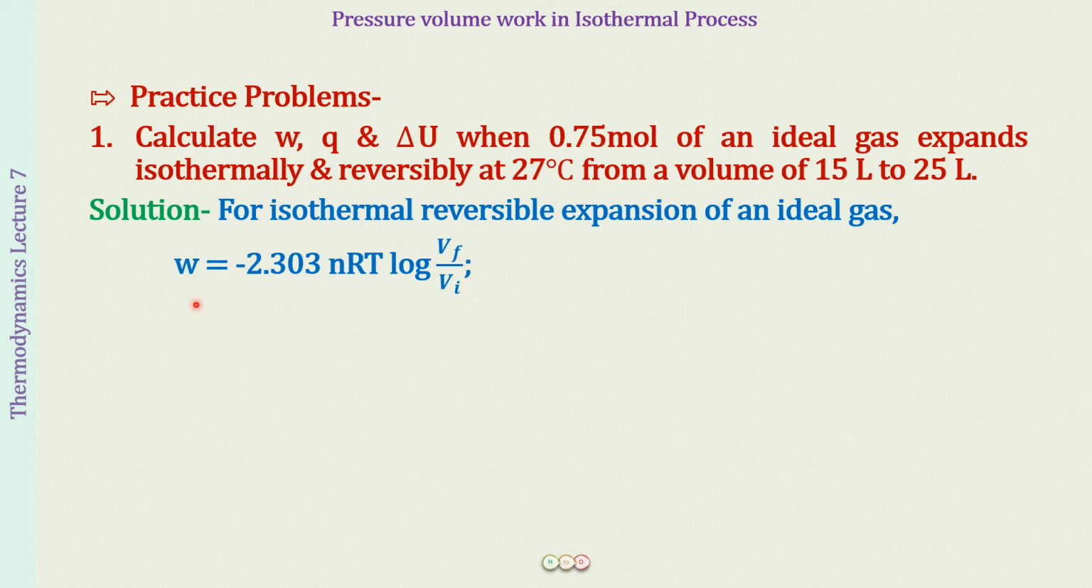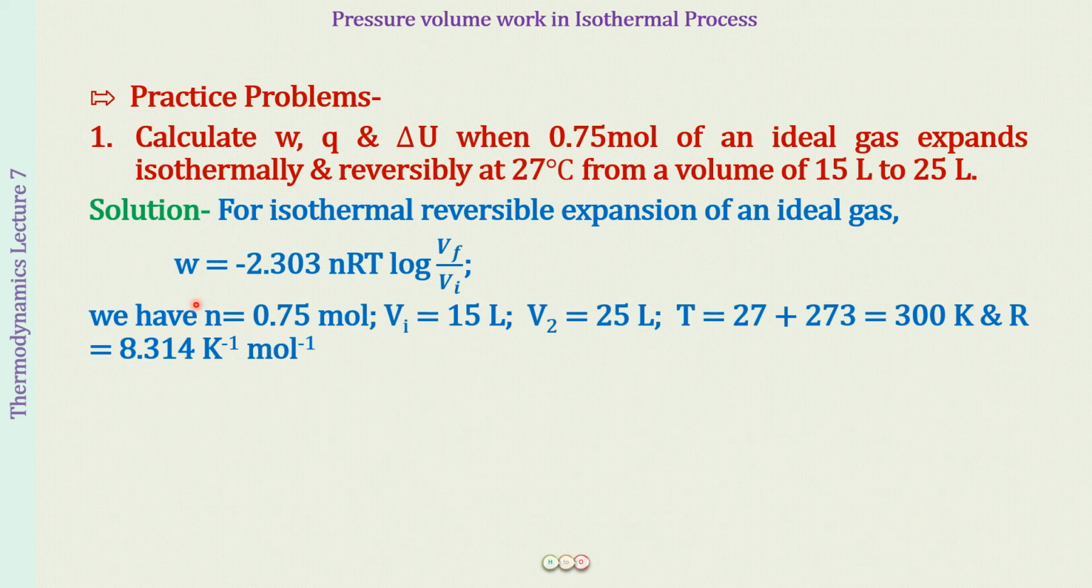And when you put down the values, you have n equal to 0.75 mole. The initial volume is 15 liters. The final volume is 25 liters. The temperature is 27 degrees Celsius, so add 273 because you have to do it in Kelvin. So this will be 300 Kelvin, and the value of R is going to be 8.314 per Kelvin per mole, right?